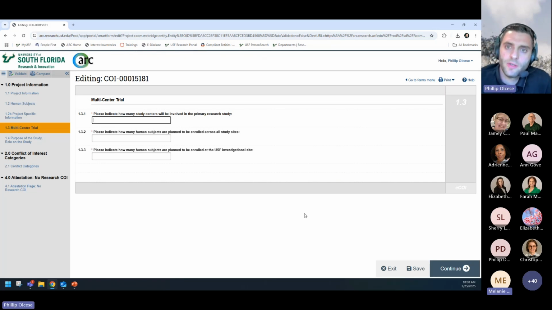So in the beginning, I entered a multi-center trial. It's going to ask us about the participants, the human subjects that we plan to involve in this project, how many are enrolled across the USF investigational site. So I'm just going to make up these numbers. We got 3 study centers involved. We have 300 total anticipated human subjects planned to be enrolled across all study sites. But at USF, we're only anticipating enrolling 5 subjects.